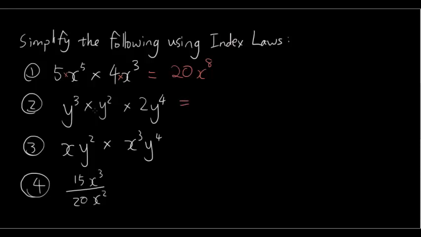Okay, this one we got 1 in front of y cubed. Remember, if there's no number written there, it just means 1. So 1 times 1 times 2 is 2. Y cubed times y squared times y to the power of 4 is y to the power of 3 plus 2 plus 4, which is y to the power of 9.